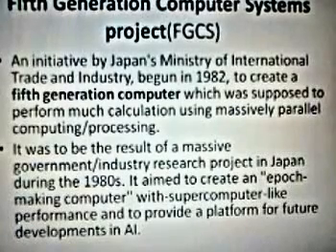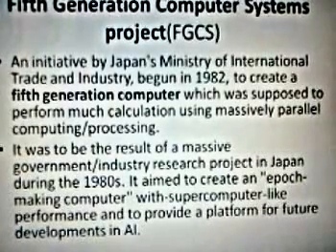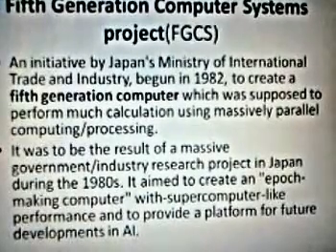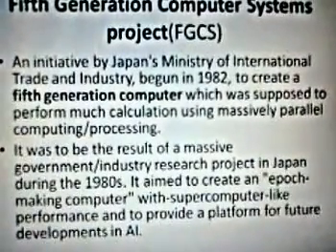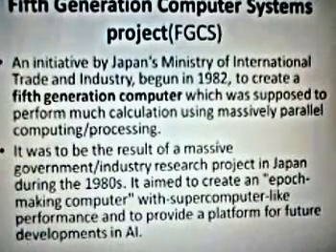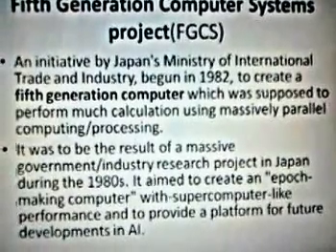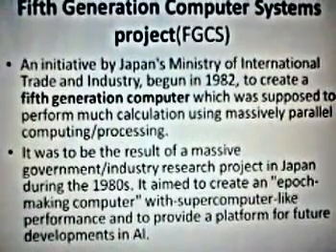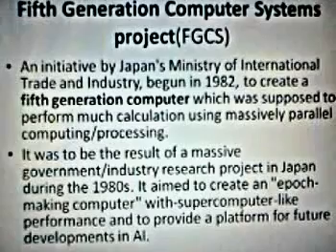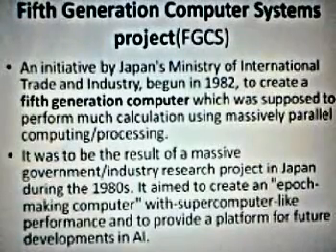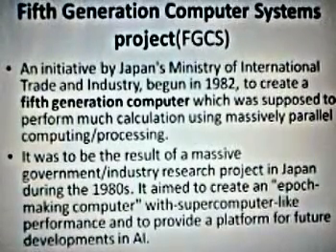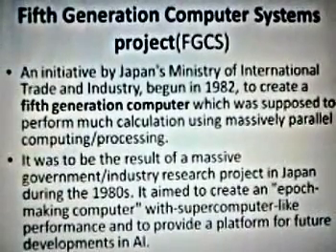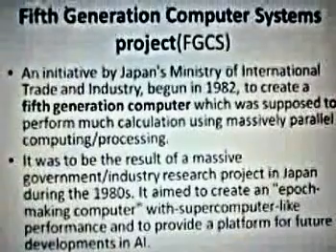Thereby came the Fifth Generation Computer Systems project. It was an initiative by Japan's Ministry of International Trade and Industry, whose plan was to perform much calculation and massively parallel computing processing. It was the result of a massive government-industry project in Japan during the late 1980s. It aimed to create an epoch-making computer with supercomputer performance and provide a platform for future development of artificial intelligence.